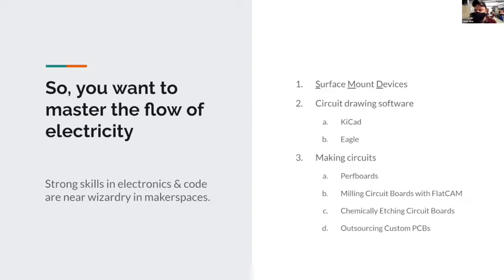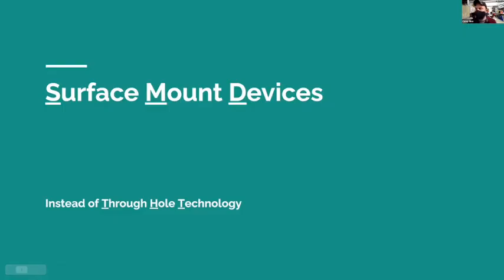Then how do you mill a board? How do you chemically etch a board? We'll sort of touch on that. It's a messy process. And then we'll talk about how do you order custom circuit boards. So that said, if we're going to go in that order, first things first, let's talk about surface mount devices.